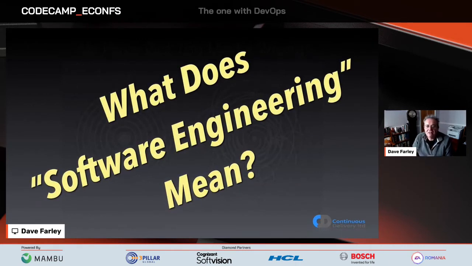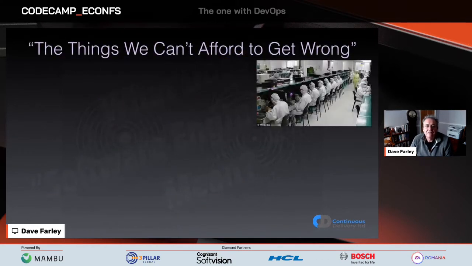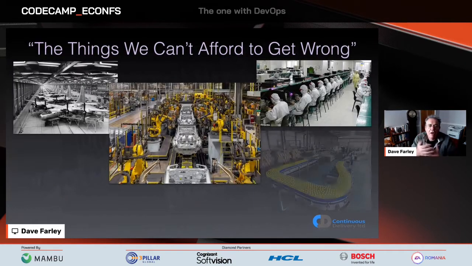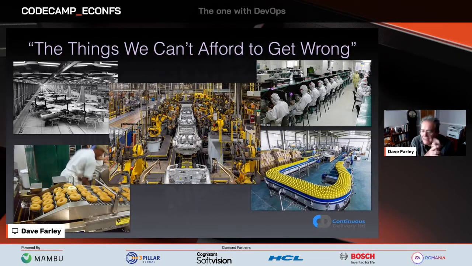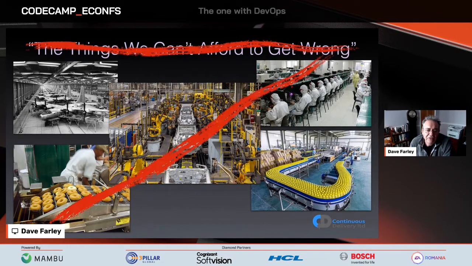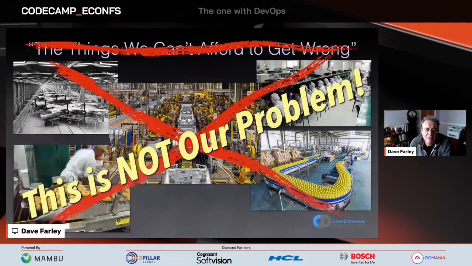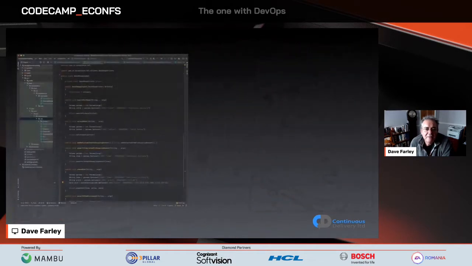So what does software engineering really mean? I think that we tend to have an odd model of engineering in our heads. As I said in my lead-in, I think we think about these things in slightly weird ways, and we think about complex things and production lines like these and so on. And this is not our problem. This is nothing to do with software development or the problems of software development.